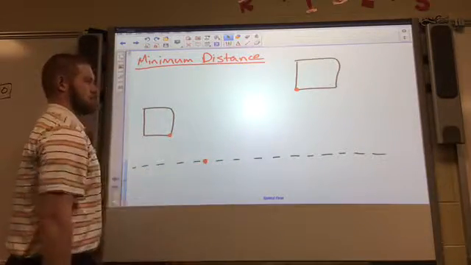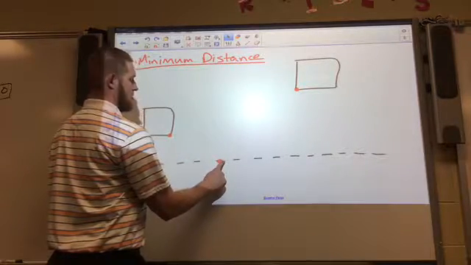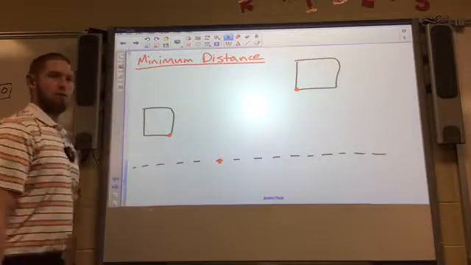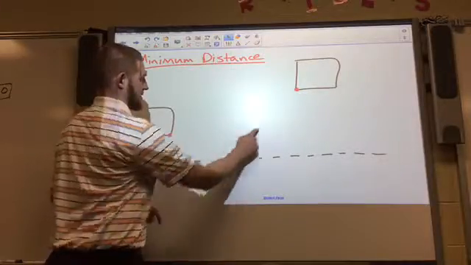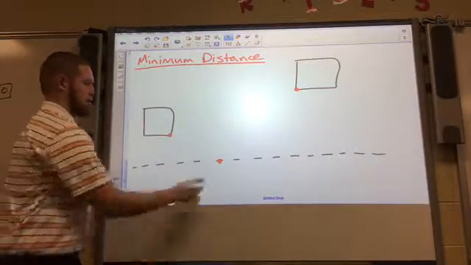Some people in the last class said, well, if you move it one that way, then you lose one here, but you gain one here. That's not accurate because of the angles. Notice this side is not the same as this side. So it doesn't work like that.